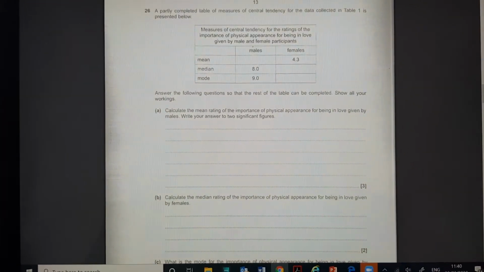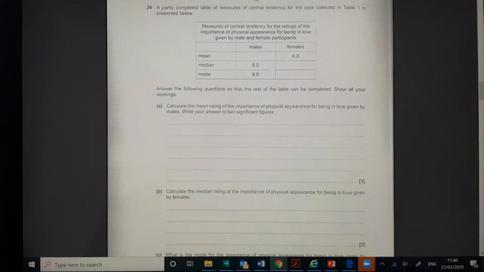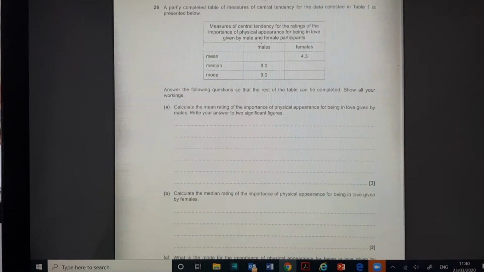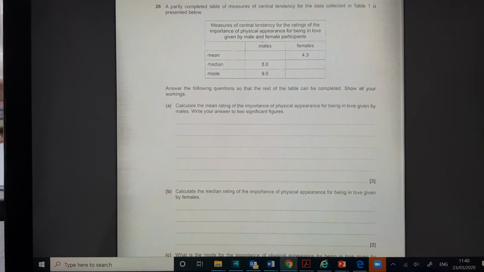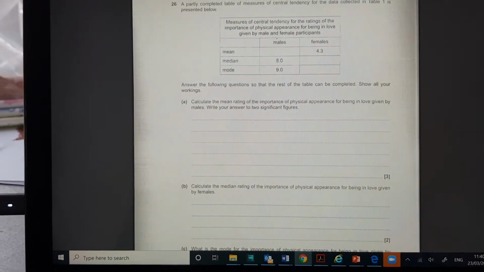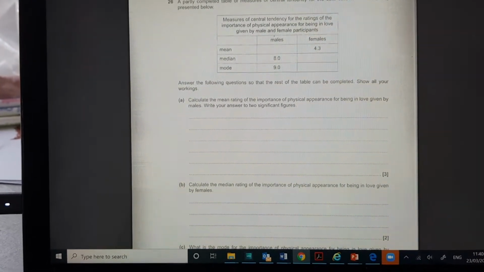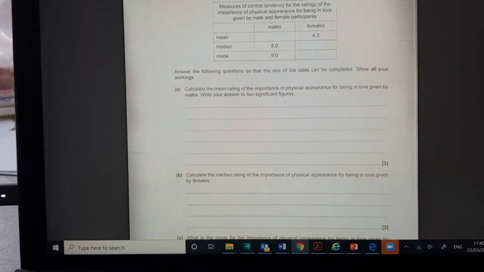So starting with question 26, and A, there's 3 marks there. How you get the 3 marks is showing your workings for the mean, using the information on the previous page, page 12. So you get a mark for showing your workings, you get a mark for your answer, and then you get the final mark for working to the 2 significant figures that is asked of you, okay?